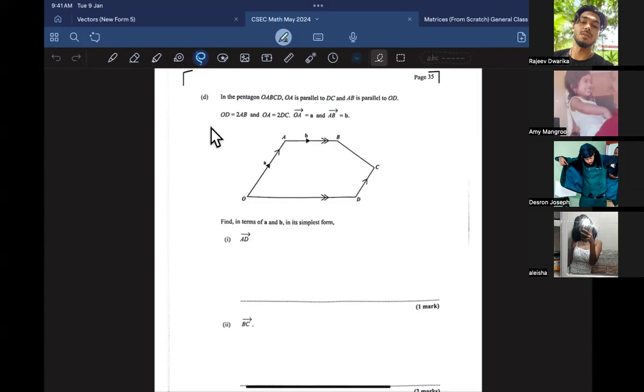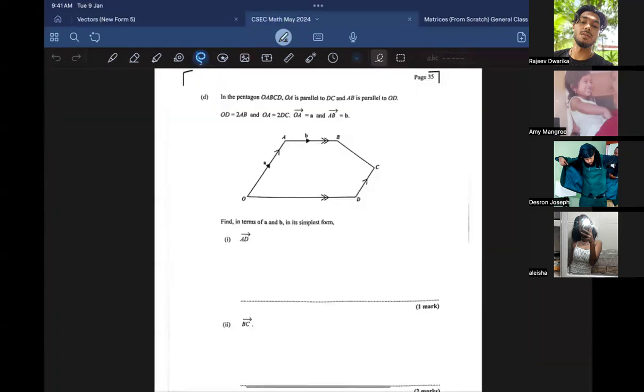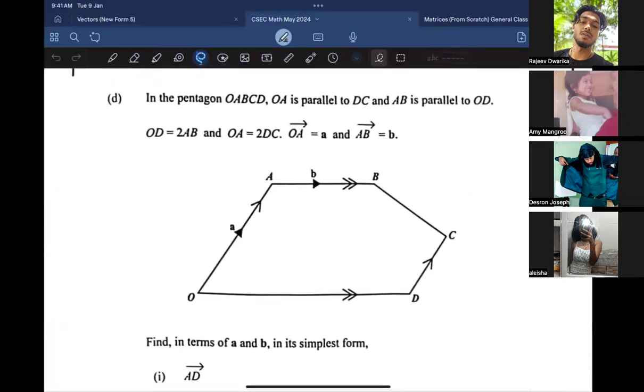Yes, I think so. You wrote May/June 2024. Oh yes, I did. Yes, you did. So you will help me with this question, right? We will see what happened in the exam. So we do everything that we could have done in vectors. Now we're going to apply it. So give the question a read, Desron.